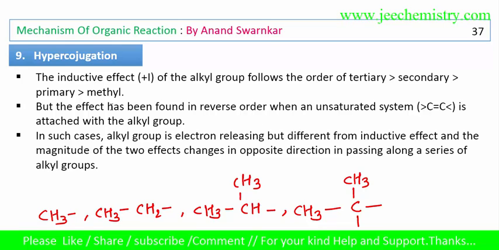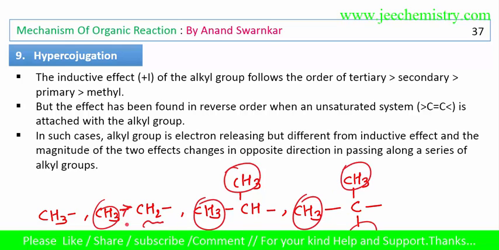Here in this structure, there are 1, 2, 3, 4 groups. This is a tertiary carbon, a secondary carbon, a primary carbon. This methyl group is attached with this carbon; there are 1, 2, 3 methyl groups. Here is the one methyl group.